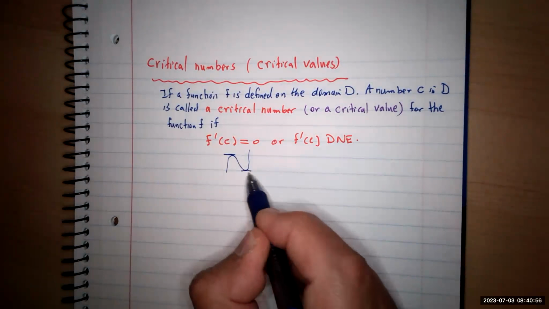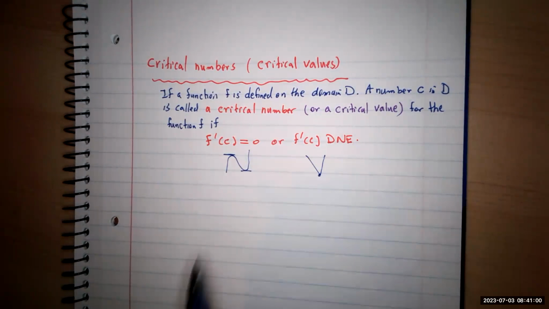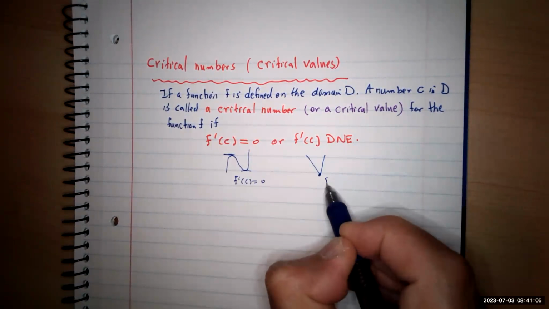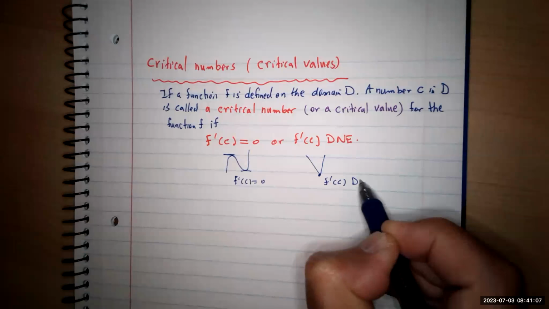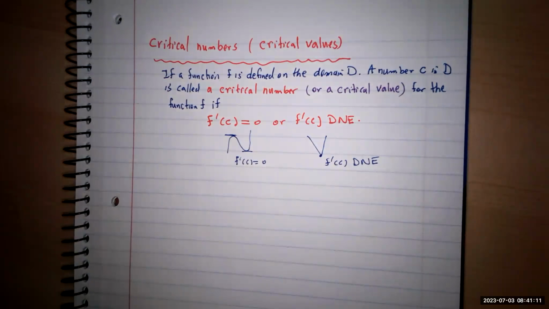This is it. And this is where we get the sharp corner. At the sharp corner, over here, f prime of c is equal to 0. Over here, f prime of c does not exist. So two places to look for it. Okay, now your job is to find them.